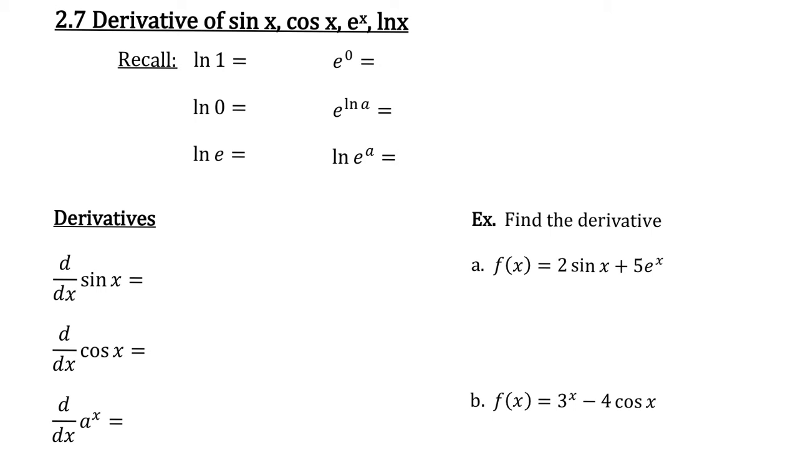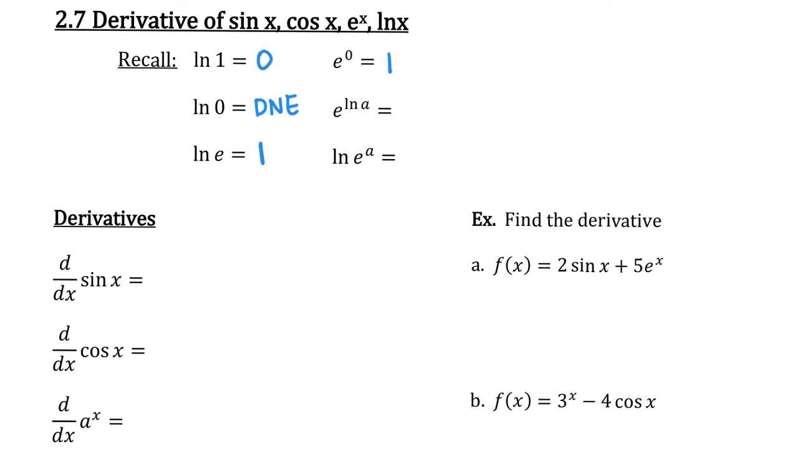Okay, the first one, the natural log of 1 is 0. The reason it's 0 is because e to the 0 is 1, and this is saying e to the 0 equals 1. Okay, natural log of 0 does not exist. You can only take the log of positive values because e to the something can only give a positive number. Okay, ln of e is going to be 1. Why? Because e to the something gives you e. It's going to be e to the 1.